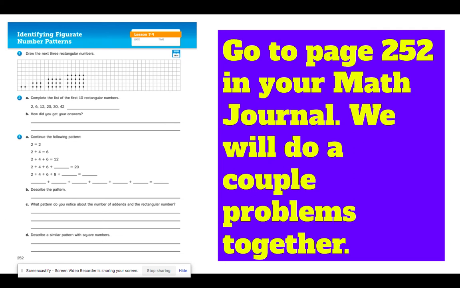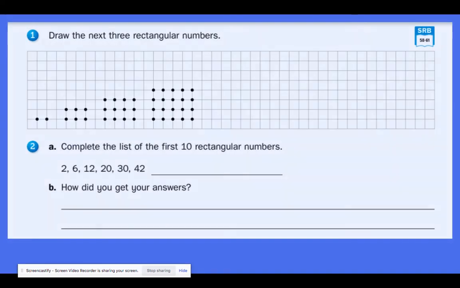So now what I want to do is go through and do page 252 in your math journal, and we're going to do the first two together, and then we'll have you do the rest on your own. So let's look at number 1 and 2. It's asking you to draw the next 3 rectangular numbers. Well, as we were talking about before, the first one here is a 1 by 2, 1 times 2. This one's a 2 by 3. And again, 3 times 4, and we know that the next one is 4 times 5.